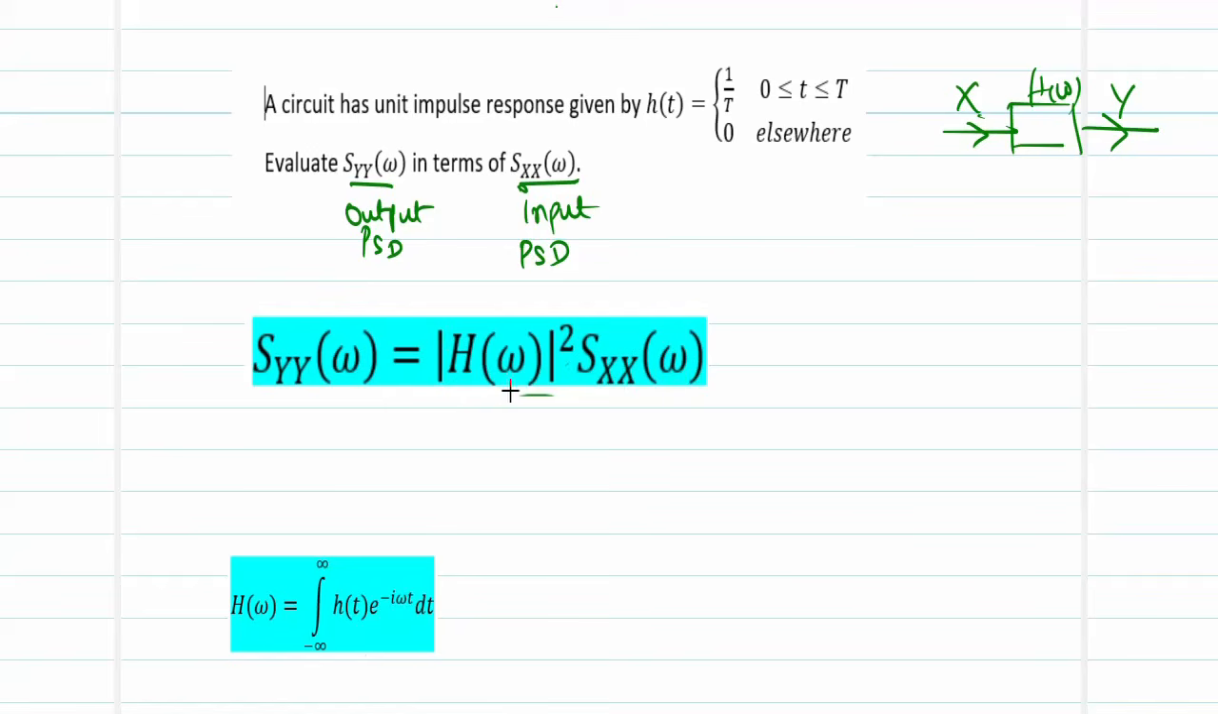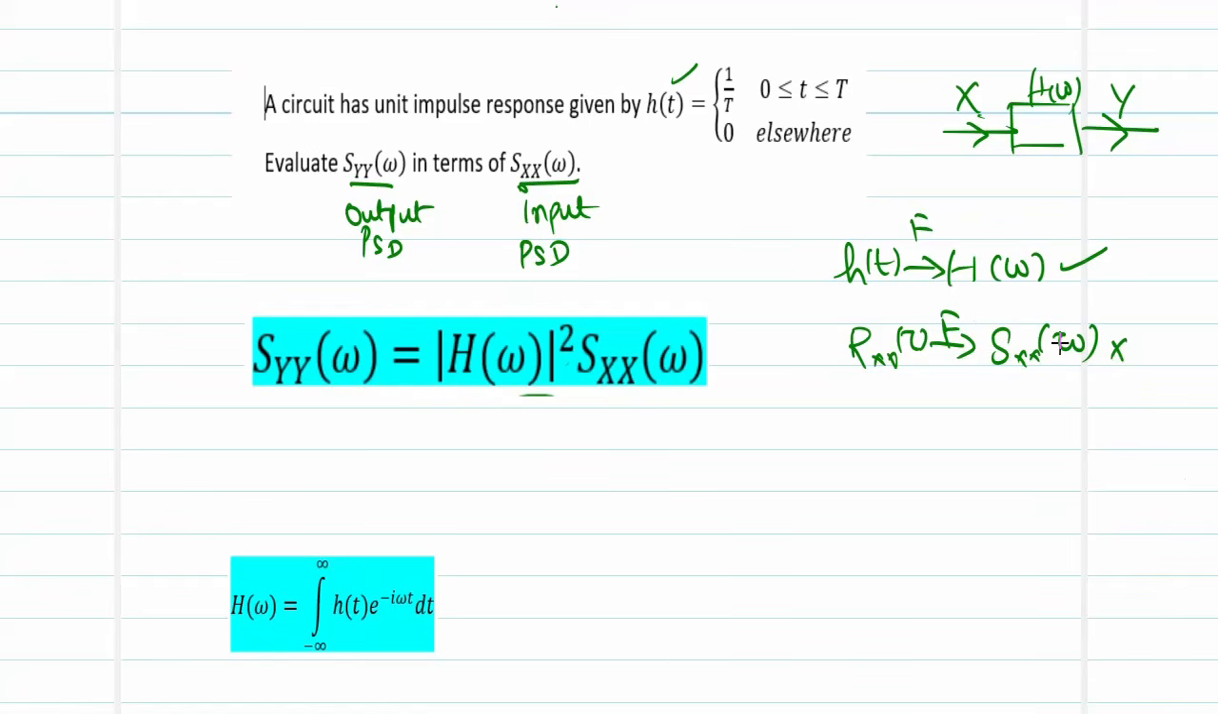In the last problem we had two parts, where we computed capital H of omega from our small h of t, which was the Fourier transform of it, and we had the autocorrelation function given to us, using the Fourier transform of which we computed the power spectral density. But now in this problem we have been given only one part, so this part doesn't exist, and the problem becomes half of the original problem. Now this second part can be directly stated using this formula. So my task now is to just evaluate capital H of omega.